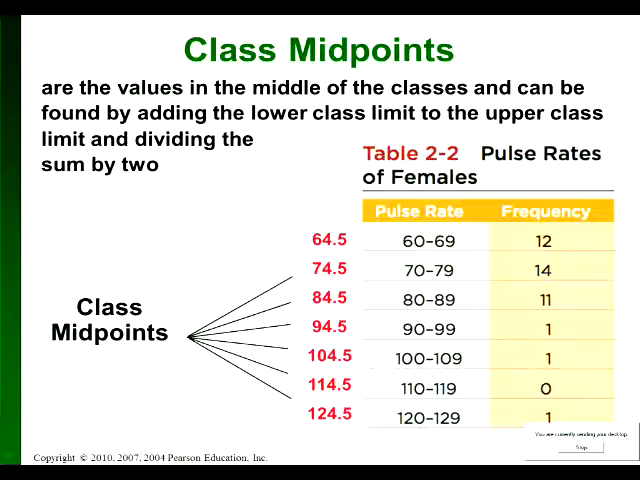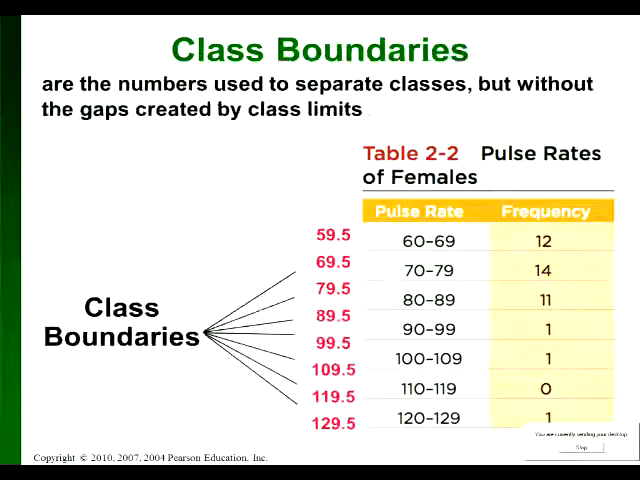I just thought of something you may want to write down on class boundaries because I didn't type it for you. If you want to make a note about how to find the class boundary right here, let's see, the best way to word it: add an upper limit of one class and the lower limit of the next class, and divide by 2.